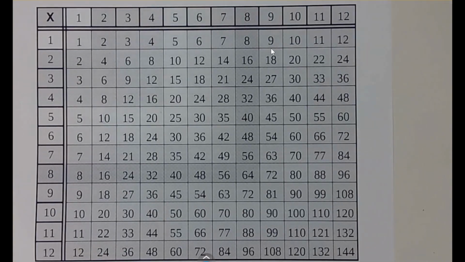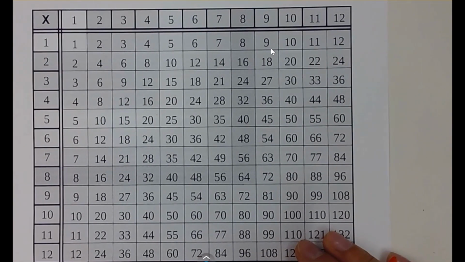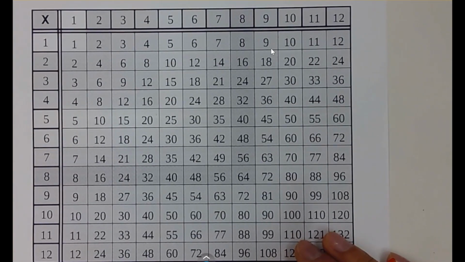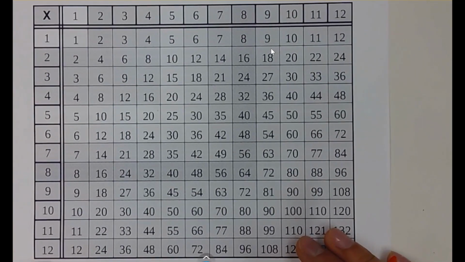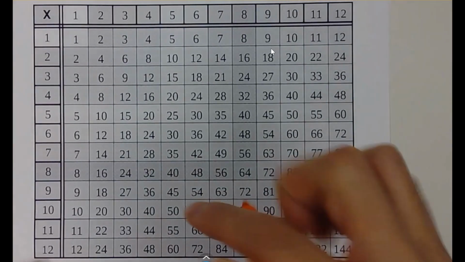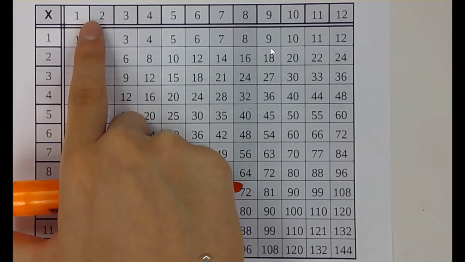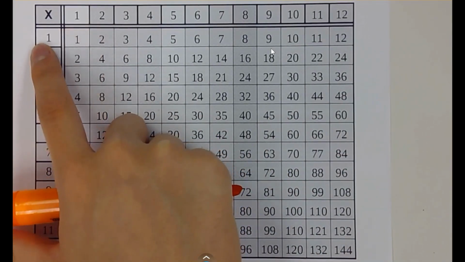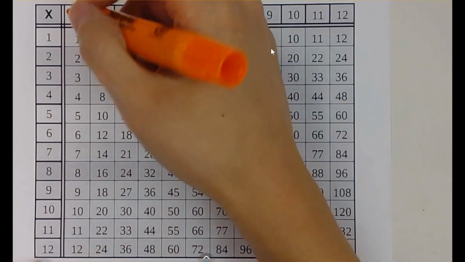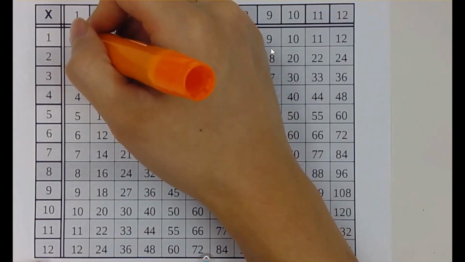So here is our times table. Let's try to figure out how to use the times table to figure out perfect squares and square roots. If you look here, square means that we are going to be multiplying the same number by itself. So here we have 1, and here we also have 1. So 1 times 1 is equal to 1. So 1 is a perfect square.